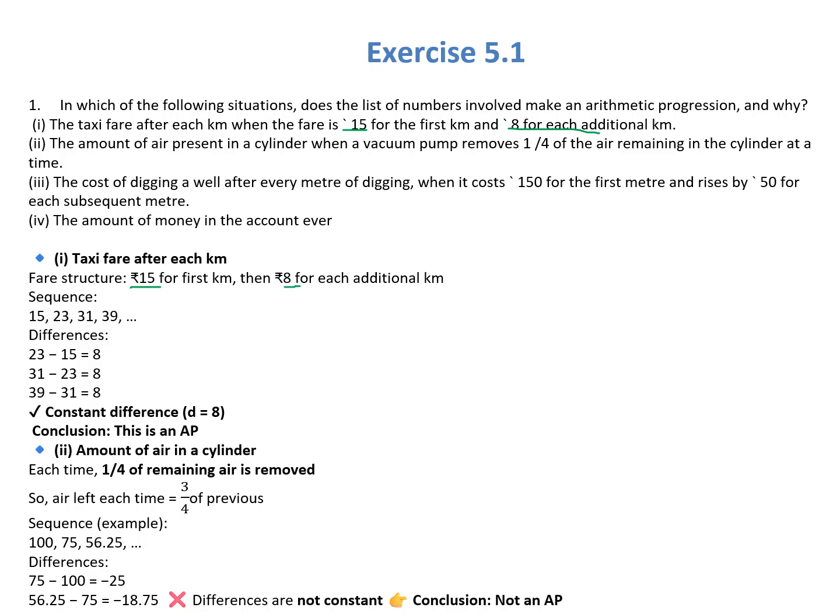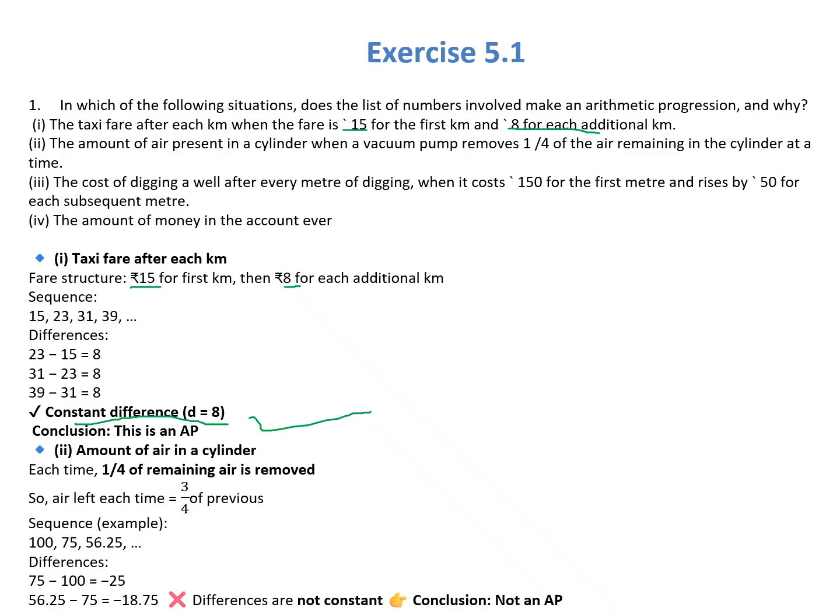So for the first kilometer it is 15, then the next is 15 plus 8, 23, then 23 plus 8, 31, 31 plus 8, 39. So we have a as 15, and we have a constant difference across consecutive terms, because it is 8 for every additional kilometer. So this truly forms an AP because the constant difference is the same. This is the method through which we identify whether a particular series is an AP or not. To decide, we have to ensure that d is the same, a constant difference.